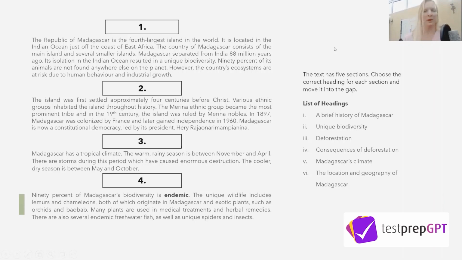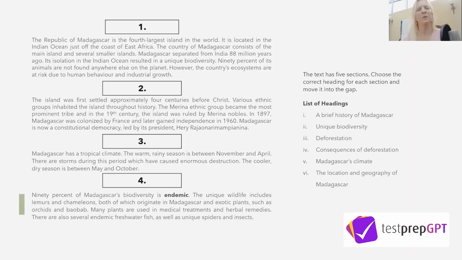A brief history of Madagascar is number 1. 2, a unique biodiversity. 3, deforestation. 4, consequences of deforestation. 5, Madagascar's climate. 6, the location and geography of Madagascar.